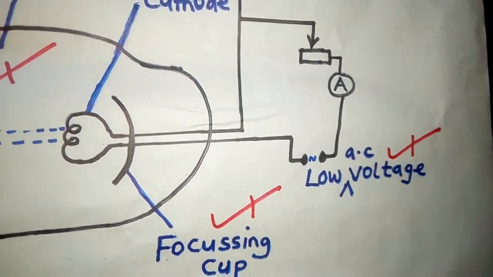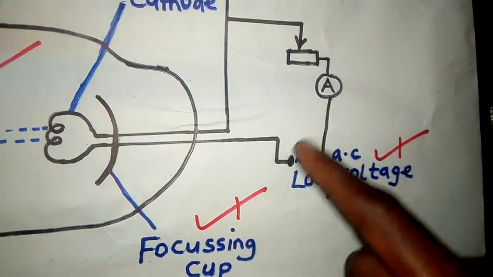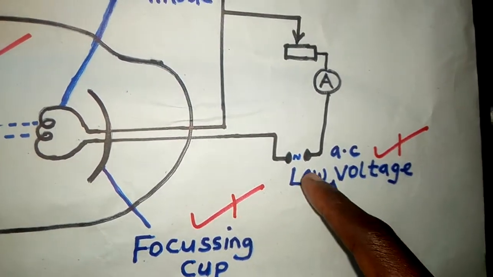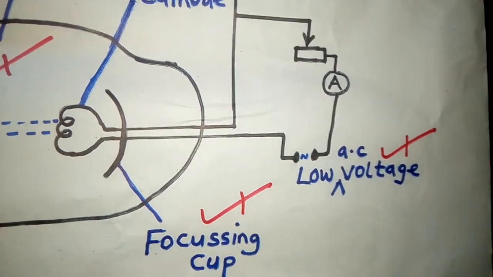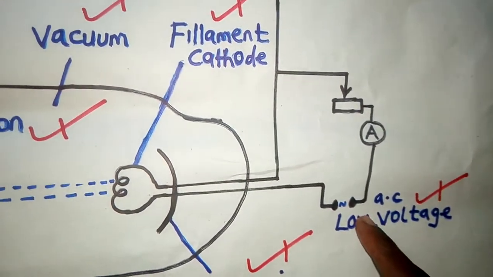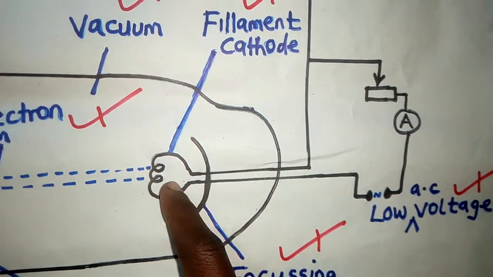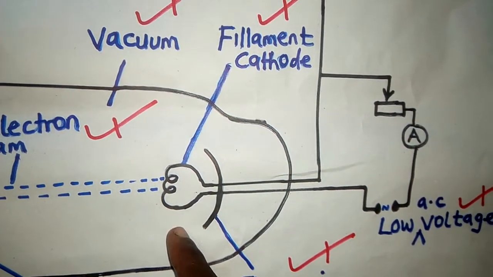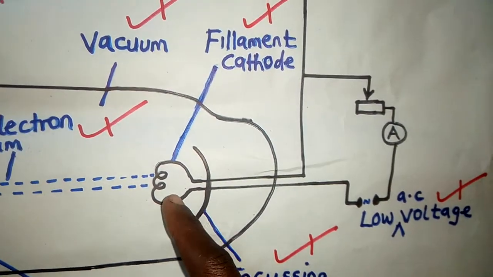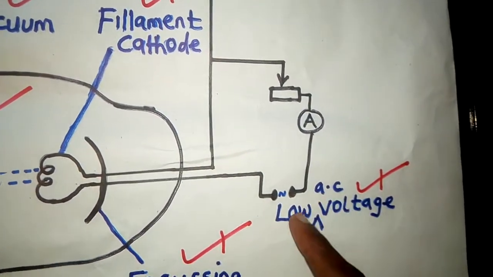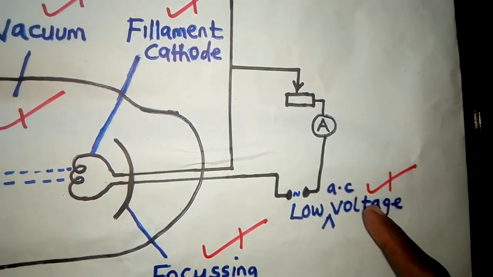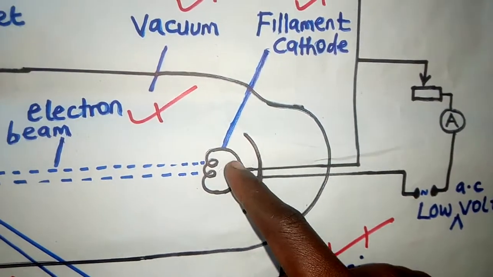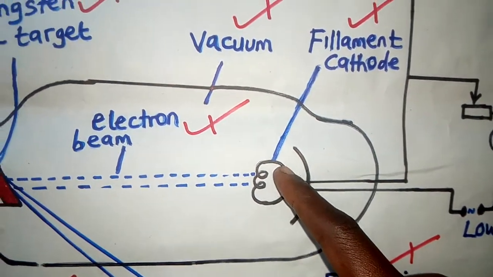AC means alternating current. So we use alternating current here, but the voltage should be low. So low AC voltage. Now this low AC voltage is the one which is connected to the cathode. Remember, the work of the cathode is to produce electrons once it is heated. Now what is heating the cathode here? It is the low AC voltage. So the work of the low AC voltage is to heat the cathode such that the cathode produces electrons.